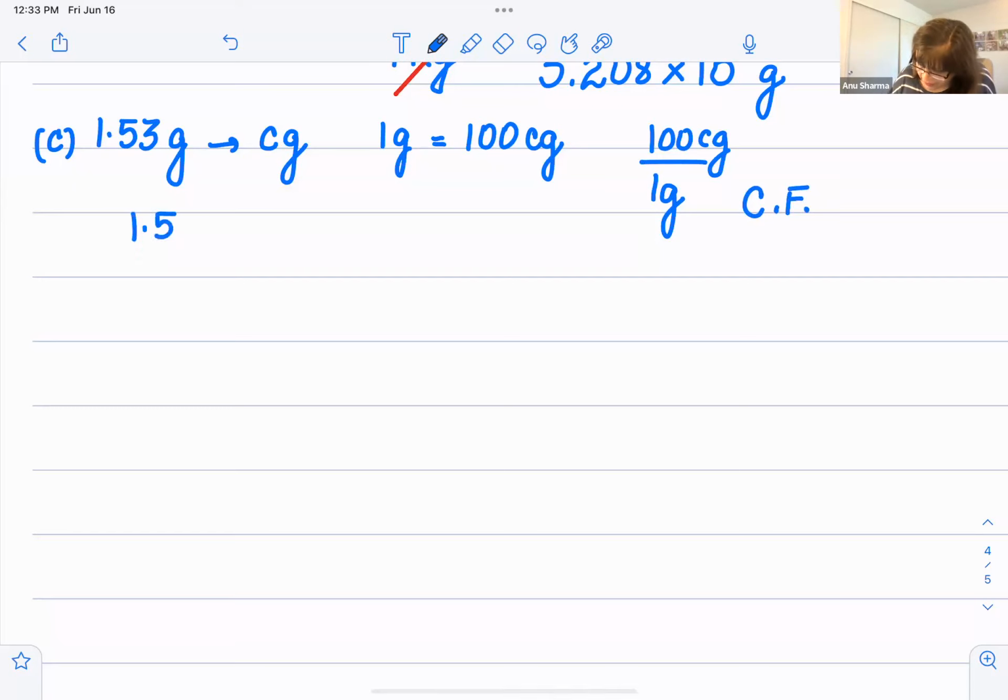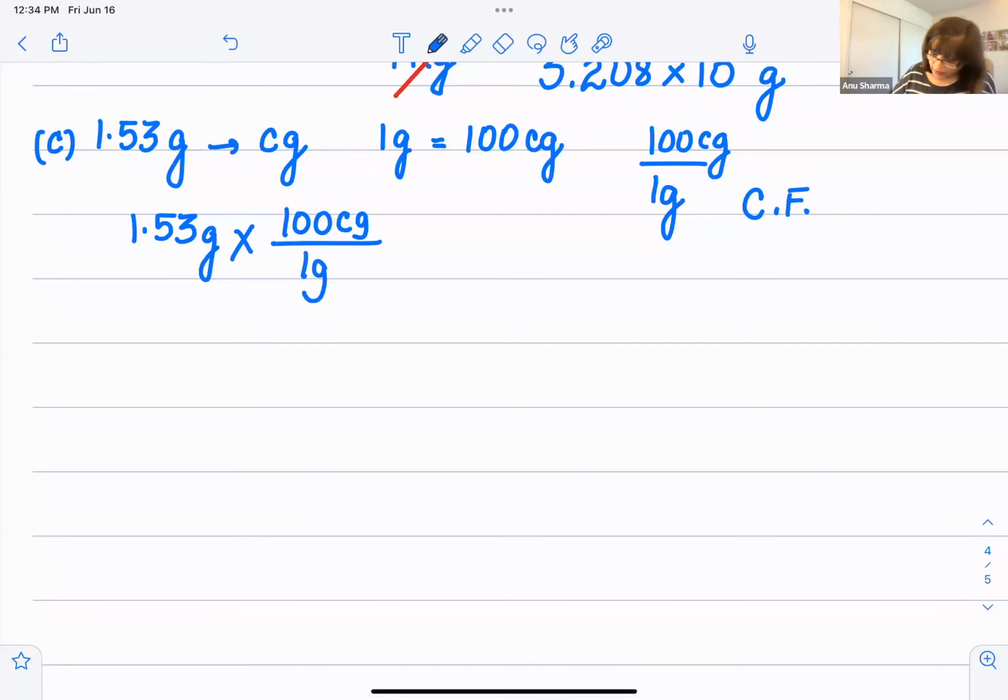So 1.53 grams times 100 centigrams over 1 gram. So here, 1.53. This means that the grams and the grams cancel out, and you have 1.53 into 10 to the power 2 centigrams. Okay, that's the answer. Centigrams, sorry, not grams, centigrams. All right, okay, so this has taken one.